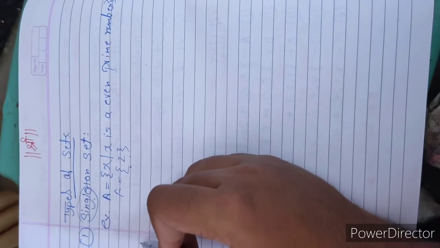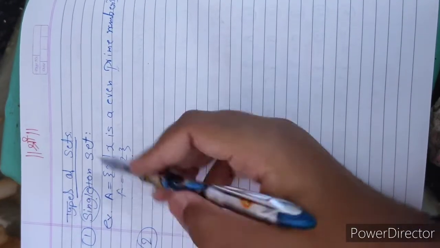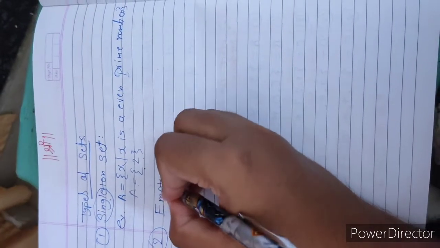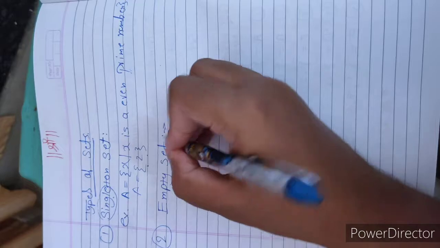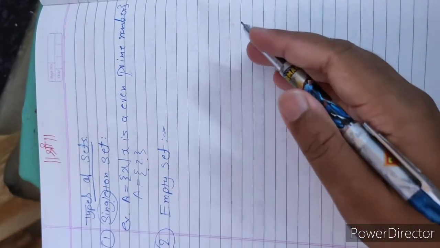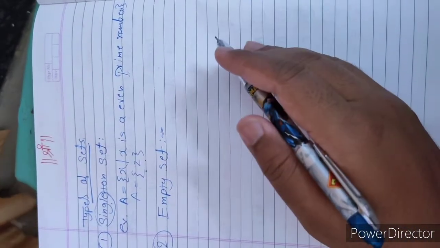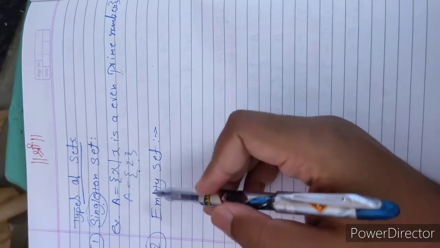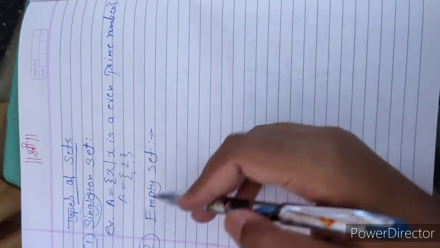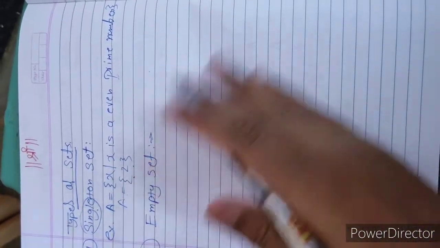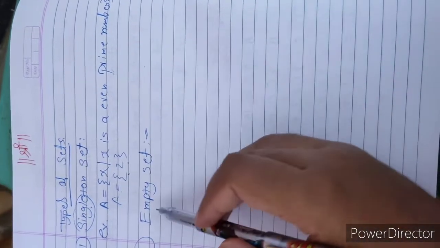The second type is the empty set. As its name says, the set which is empty, which does not carry any number or any element, is called the empty set. If we are asked for the set of natural numbers less than 1, we know that natural numbers start from 1, so there is no number less than 1. That's why the set of natural numbers less than 1 is an empty set.